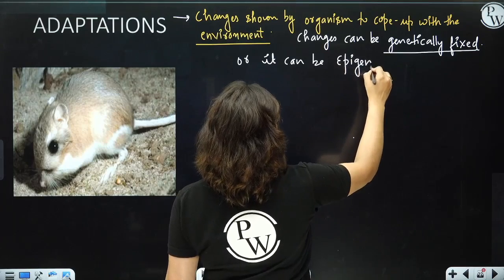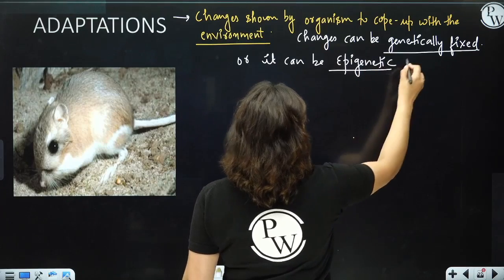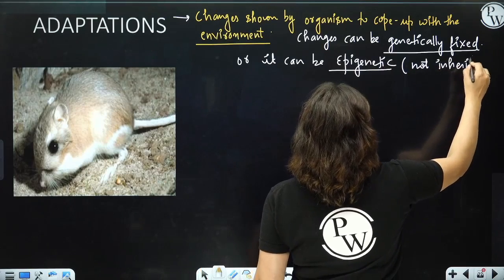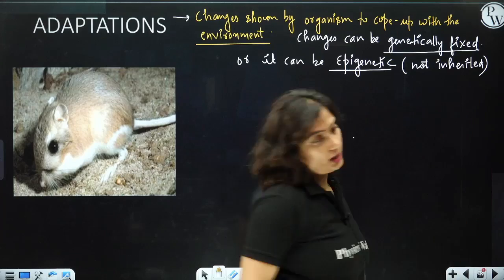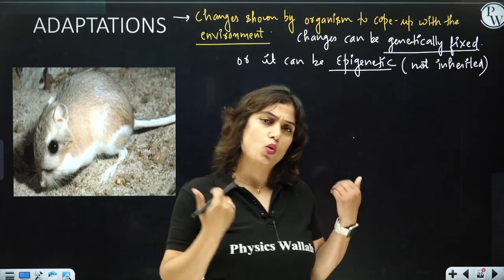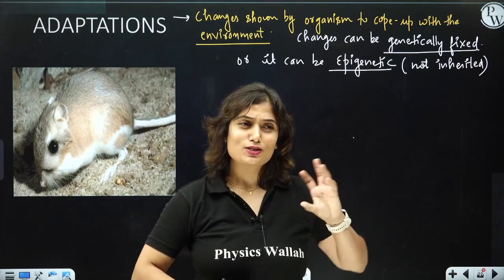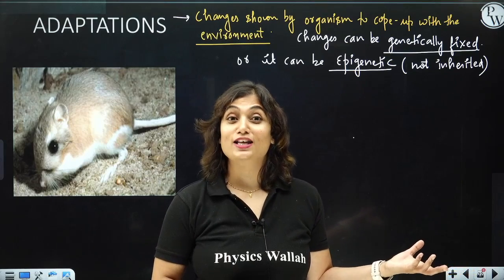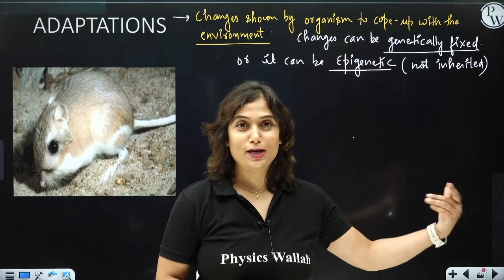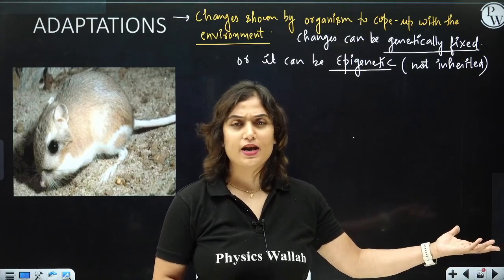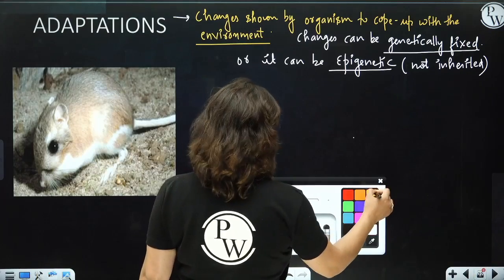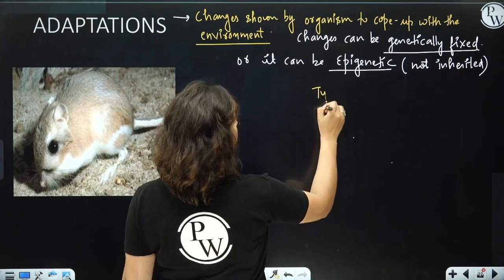What is the meaning of epigenetic? That it is not inherited. The change will not be inherited by the offsprings, but will go away with the organism, right? So during the course of evolution, many adaptations are genetically fixed. They are inherited by their offsprings, but some of them are epigenetic also. So adaptations can be of 3 types or 4 types.